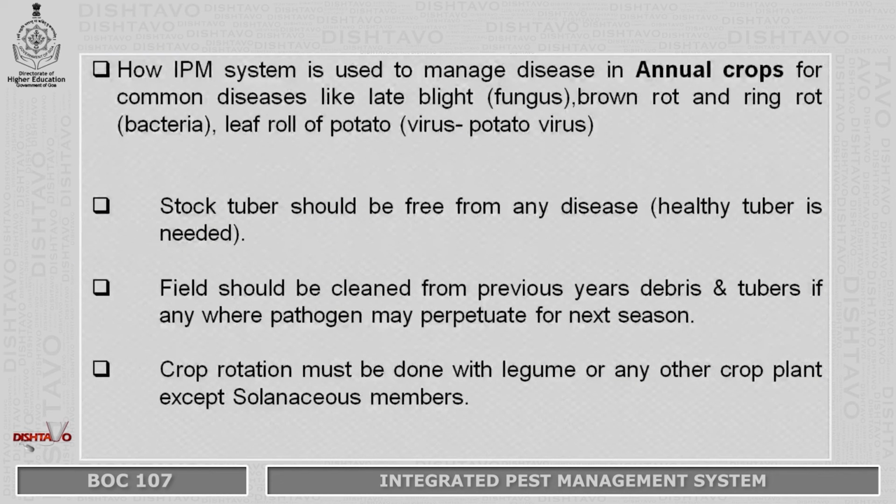Now we will discuss and see how this IPM system is used to manage disease in annual crops, and to control common diseases like late blight, brown rot, ring rot, and leaf roll of potato. Now, what are the steps? The first, stalks and tubers should be free from any disease.